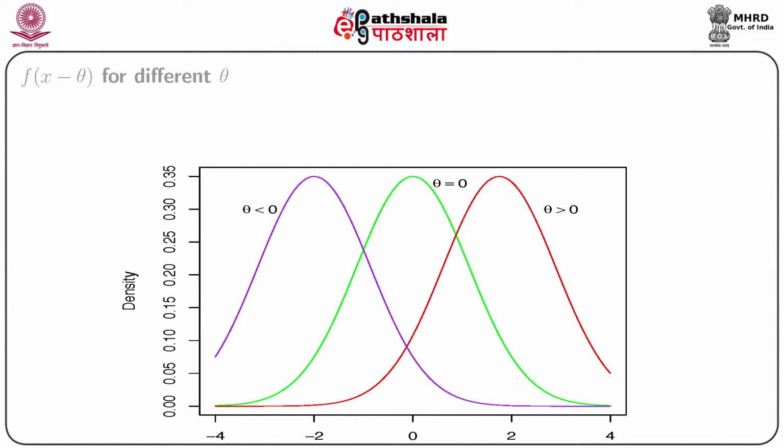Naturally, for theta greater than 0, the density is shifted to the right of that for theta equal to 0, that is, the observations corresponding to theta greater than 0 tend to be larger than those with theta equal to 0. Similarly, observations corresponding to theta equal to 0 tend to be larger than those with theta less than 0.